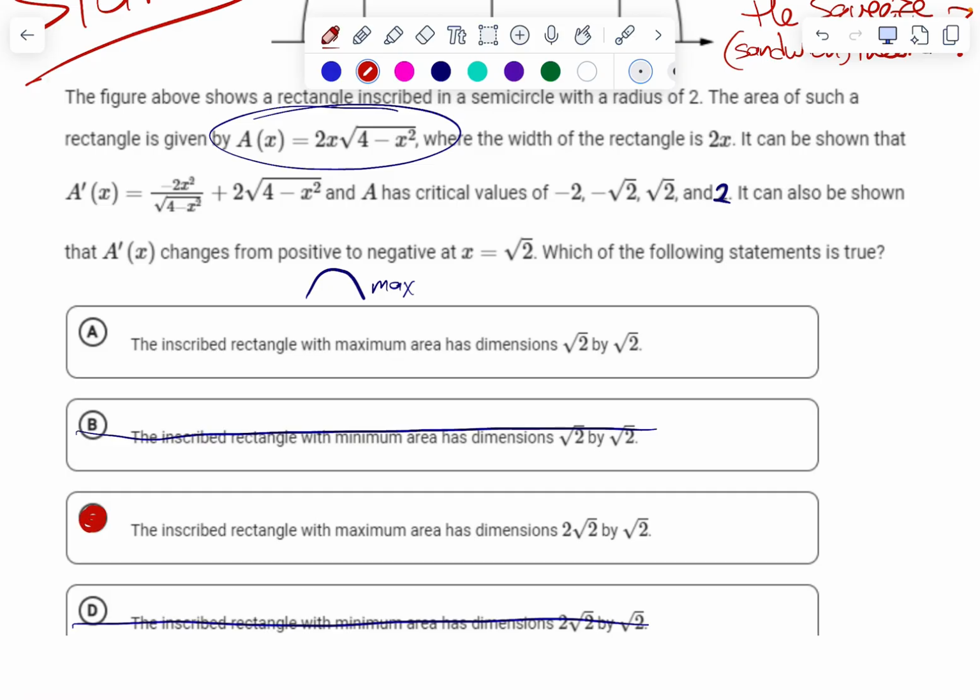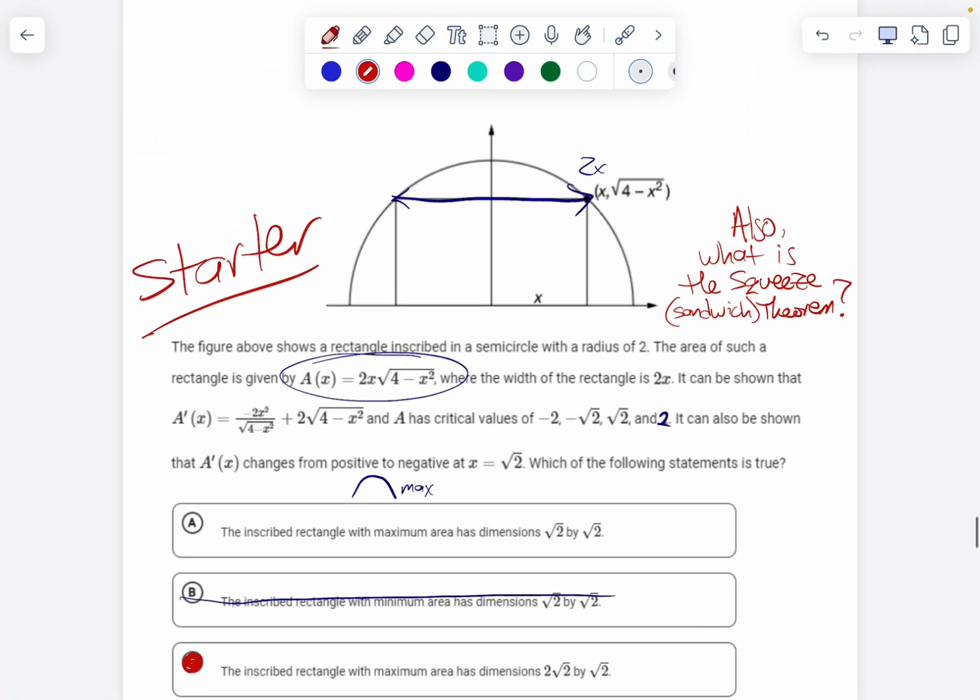How'd you do? Good. Raise your hand if you got it. C? It's always C. C seems to be a safe bet.